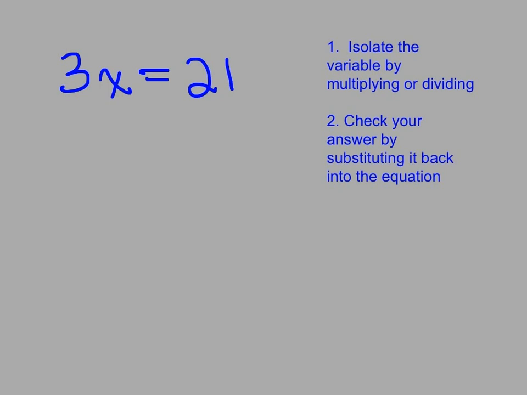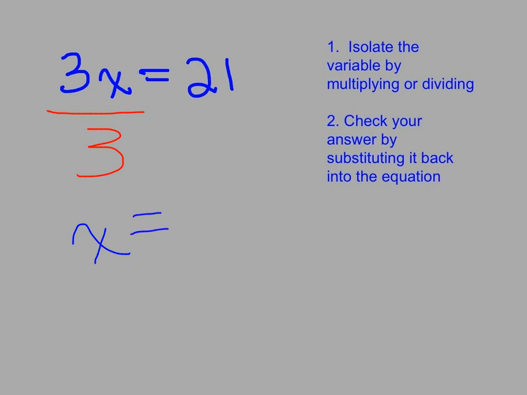So in my equation, 3x equals 21. Look at the side with the variable and notice that 3 is being multiplied by the variable. In order to isolate the variable, which is to get it all by itself, I know that 3x is 21. I want to know what 1x is. I need to divide 3x by 3, and I find out what 1x is.